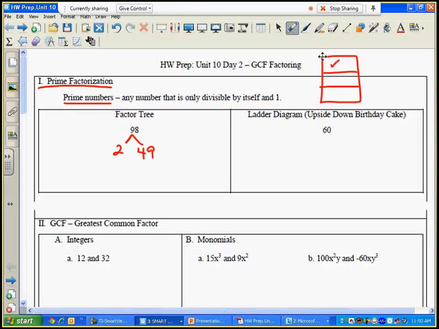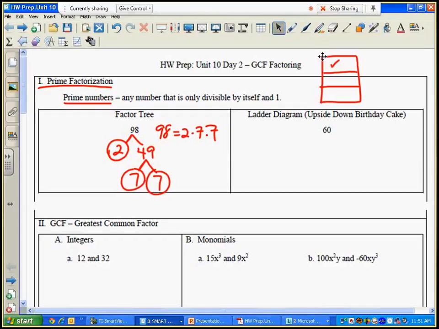Okay? Well, the 2 is a prime. So this is going to be a part of our prime factorization. The 49 is not a prime. It can be broken down a little bit further. It's 7 times 7. Well, 7 and 7 are both primes. The 3 numbers that we circled there at the end of the branches are what go into the prime factorization of 98. So we would write this as 98 equals 2 times 7 times 7. And that is 98 broken down into its prime factorization.